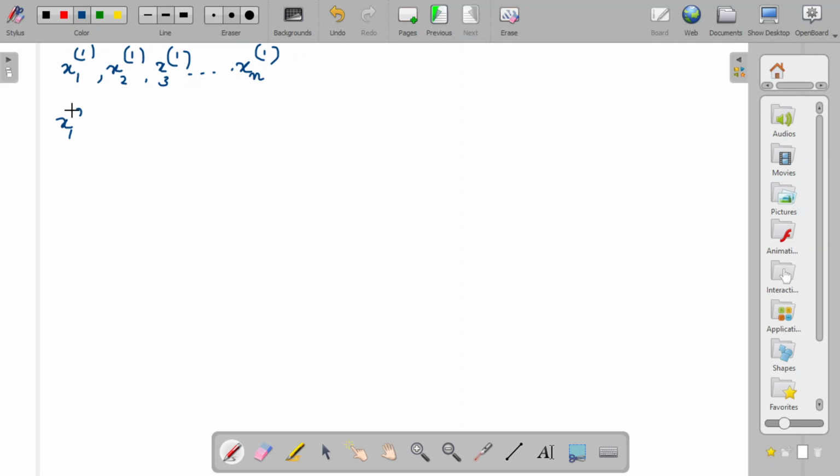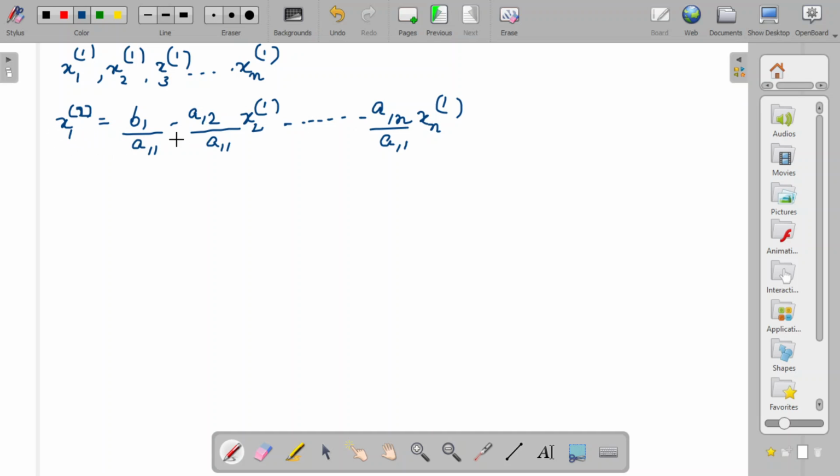x1, the second approximate value, is equal to, from the previous equations, b1 by a11 minus a12 by a11 x2 1, the first approximate value, and so on up to a1n divided by a11 xn, first approximate value. Then I'll use all the first approximate values to find the second approximate value for x2. That is the second equation.